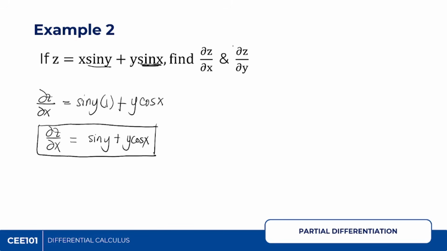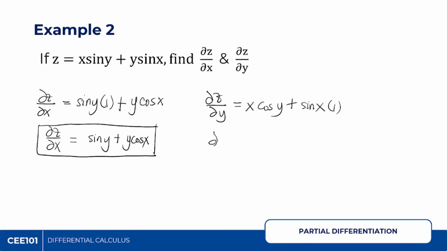Now, for our next problem, the partial derivative of the z function with respect to y. For this case, we will be treating x as a constant. So this x is a constant. Therefore, we can set aside the constant x, and then the derivative of sine y is cosine y. Plus, this sine x is a constant already, so we can just set that aside. So sine x, then the derivative of y will be equal to 1.